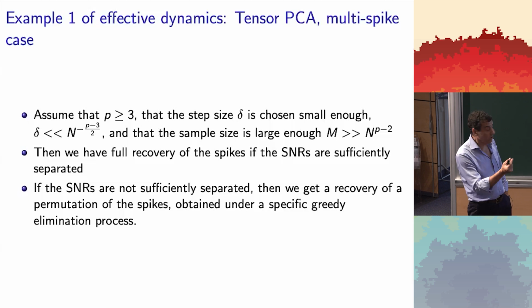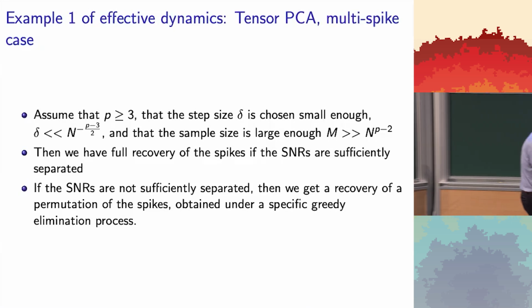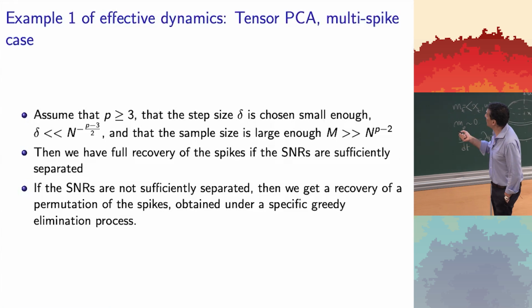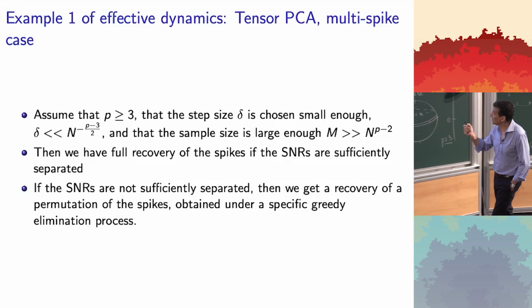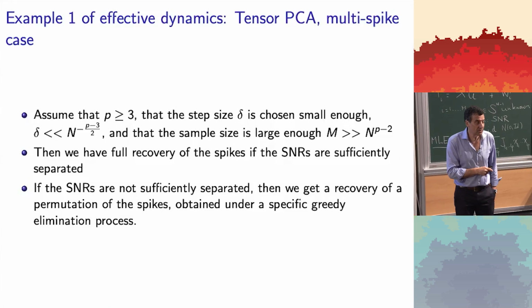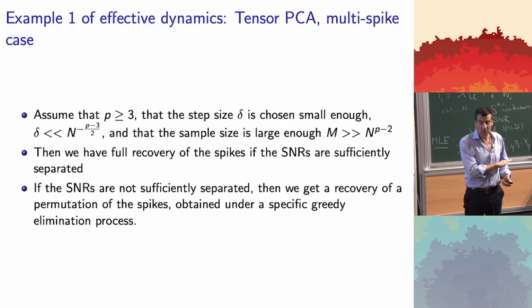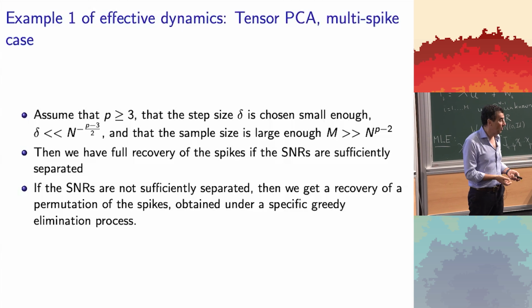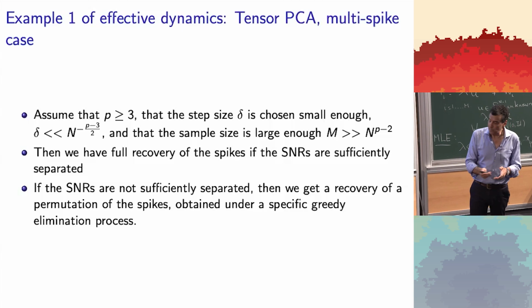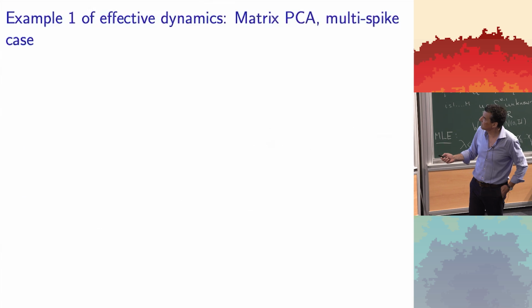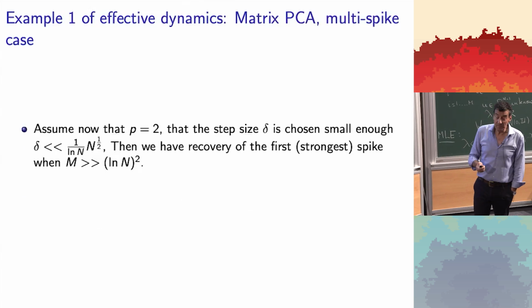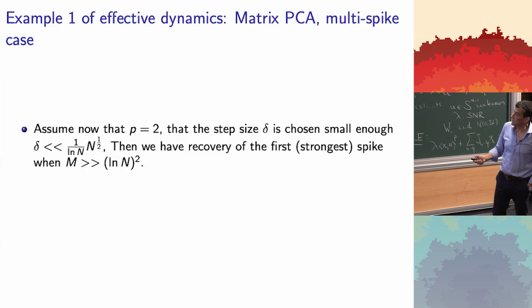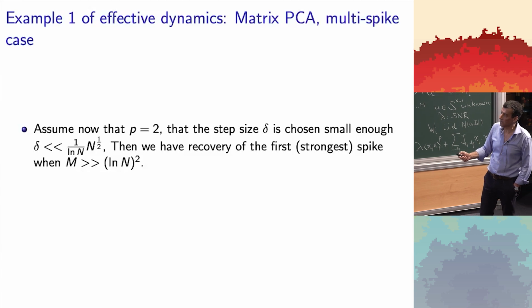So if the SNRs are not sufficiently separated, then of course you cannot recover the spikes. You don't know which one is which. So you can recover a permutation of the spikes, obtained under a very specific greedy elimination process. Imagine that the signal-to-noise ratios are all the same. How do you know which one is 1 and 2 and 3? There's no way, right? So there's a random permutation obtained under a sort of thing. In the case of matrices, things are similar, but the thresholds are different. You have logs everywhere.